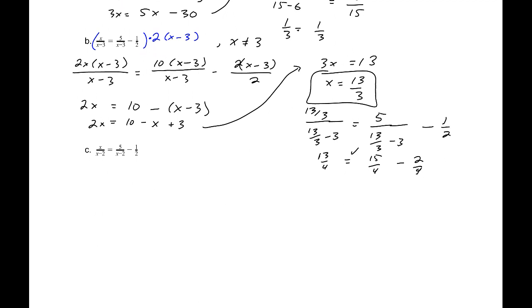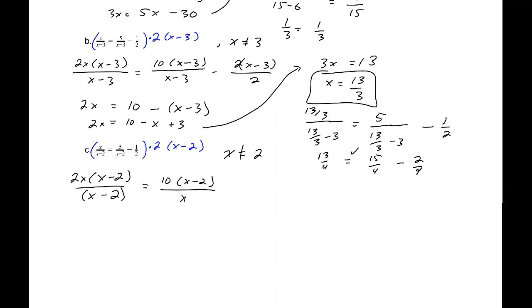Last one in this problem, we will multiply by a 2 and an x minus 2. Again, the least common denominator, least common multiple of our denominators. Oh, and x cannot equal 2 because we have an x minus 2 in the denominator. Remember, we cannot divide by 0. So this will be 2x times (x minus 2) over x minus 2. Leave that in parentheses. Equals 5. Make that 10. (x minus 2) over x minus 2.